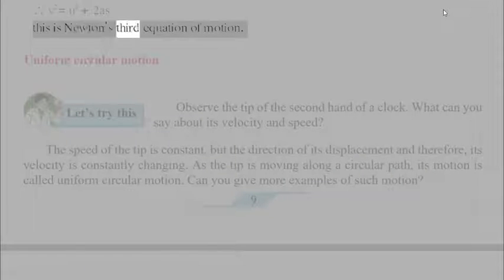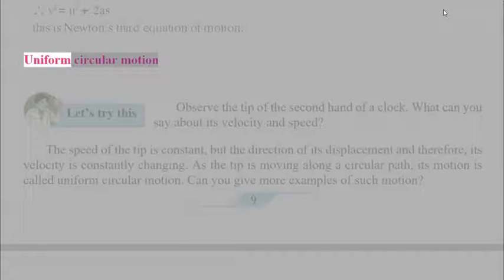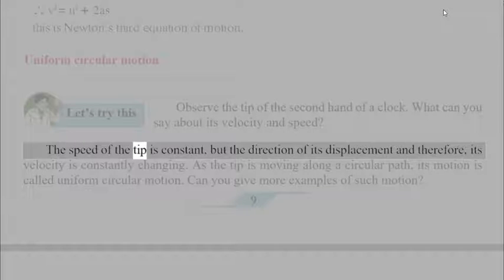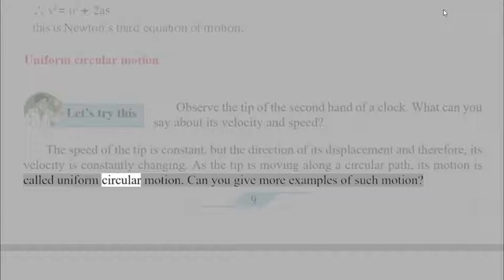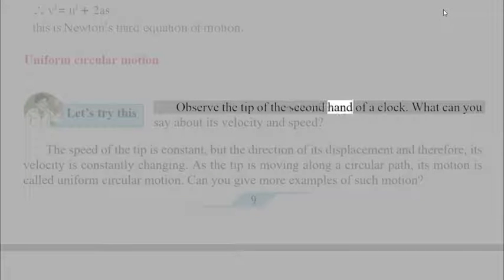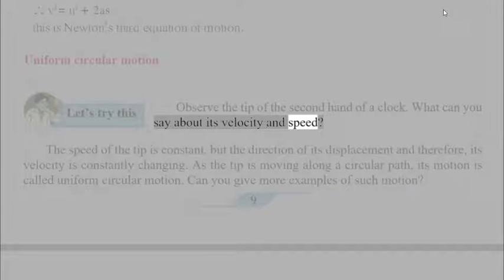This is Newton's third equation of motion. Let's try this: uniform circular motion. The speed of the tip is constant, but the direction of its displacement and therefore its velocity is constantly changing. As the tip is moving along a circular path, its motion is called uniform circular motion. Can you give more examples of such motion? Observe the tip of the second hand of a clock. What can you say about its velocity and speed?